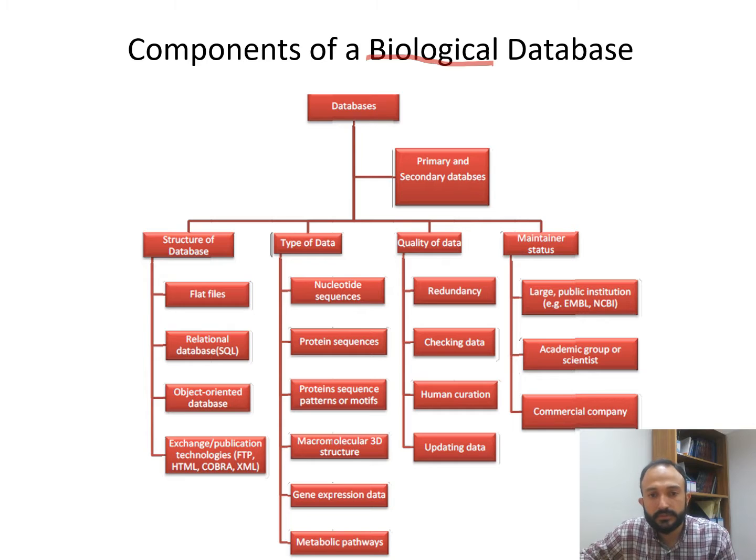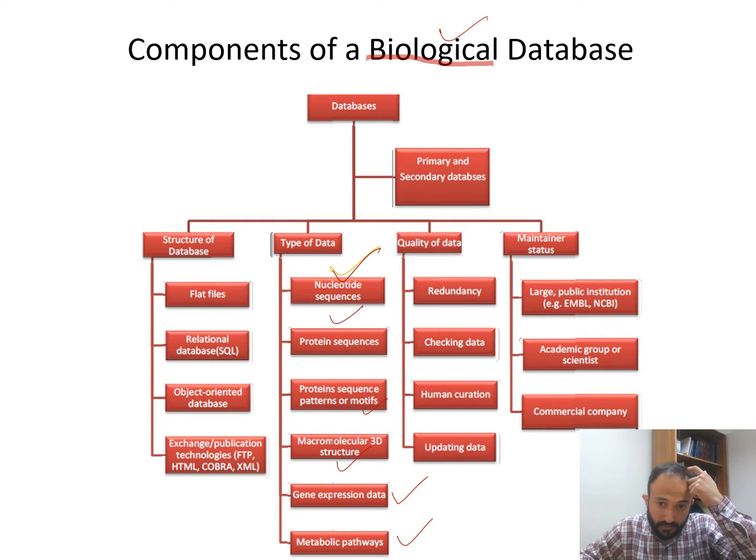So molecular biology contains information related to different sources like nucleotides, proteins, right? And then motifs of proteins and the structure of that protein, and then the expression information of RNA, and then their metabolic pathways. So from DNA to RNA to protein, all this information has to be stored in some meaningful way so that we can access it. So this type of data is present in biological databases, right?